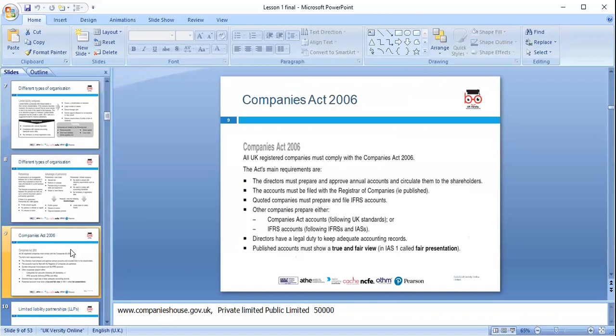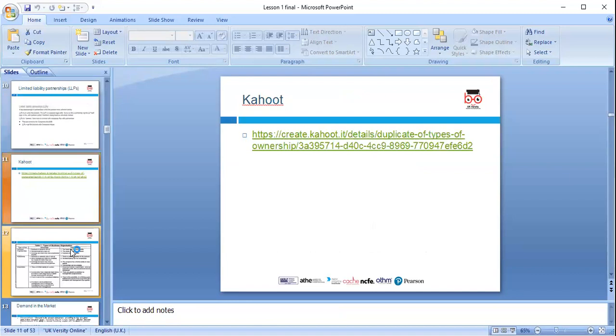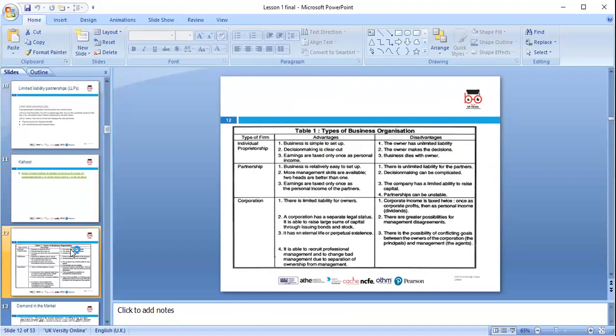We discussed the Companies Act 2006, with companies registered at Companies House. We said we can register an LTD, private limited, and public limited company. If you need to register a public limited company in the UK, you are required to show £50,000 worth of investment to register at Companies House, as well as on the stock exchange where people can buy the shares. Okay, then we had LLP, limited liability partnership. Then we said you can go through Kahoot in your own time, and we discussed advantages and disadvantages and summarized them in these slides.